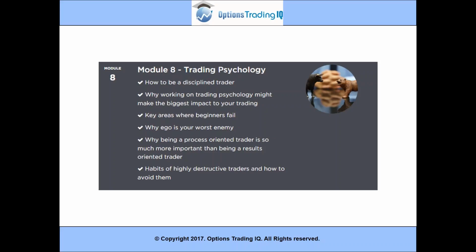So key areas where beginners fail, so how to avoid those areas, why ego can be your worst enemy, and why being a process-oriented trader is so much more important than being a results-oriented trader. Okay, so that just means you're trying to focus on following a process, and you don't mind if you have losing trades as long as you've followed your process, because you're following a process that's been proven to work, and the expectancy is that over time it is going to work. And if you have a losing trade, it's all part of the process.